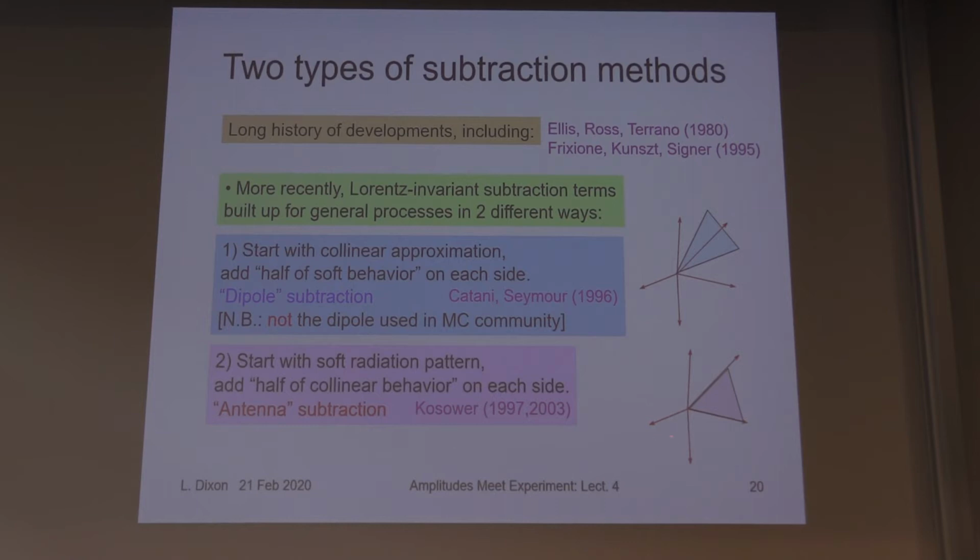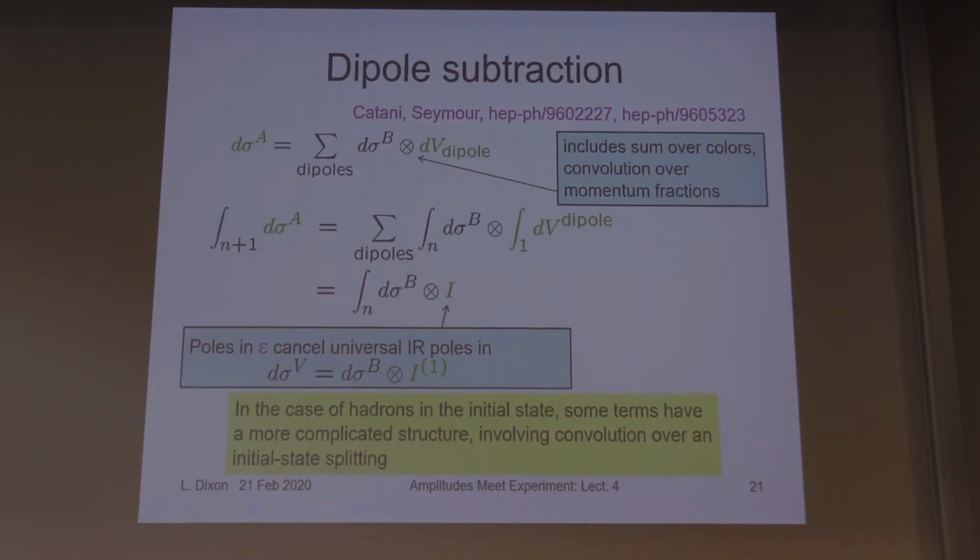On the other hand, you could also start with the soft radiation pattern, which at leading color corresponds, or in general corresponds, to sort of emission between two different pairs, and you could add parts of the collinear behavior instead. So there's sort of two strategies for how you partition the fact that collinear and soft smoothly merge into each other, but are really described different ways. One associated with a single hard parton and the other with two. So both of these have been used and also generalized to next to next to leading order as well.